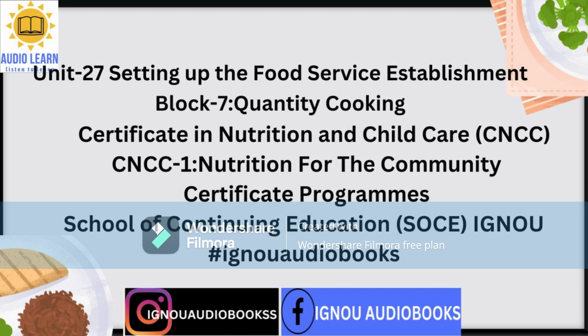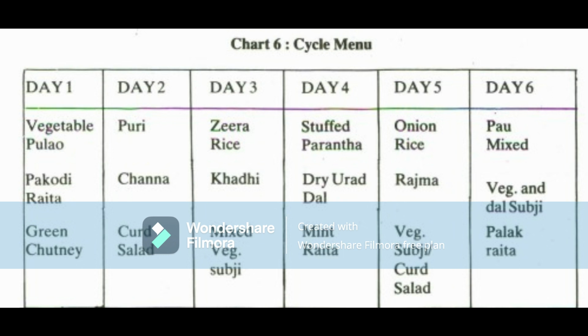Lakshmi's culinary skills ensured that no vegetable dish was served more than once in the same way in a period of 2 weeks. Further, Lakshmi adopted a cycle menu to introduce variety and interest to the menu. You may recall reading about cycle menus and their advantages in Block 3, Unit 7. A sample of the cycle menu adopted by Lakshmi is given in Chart 6. Chart 6, Cycle menu. Look at the screen for table content.